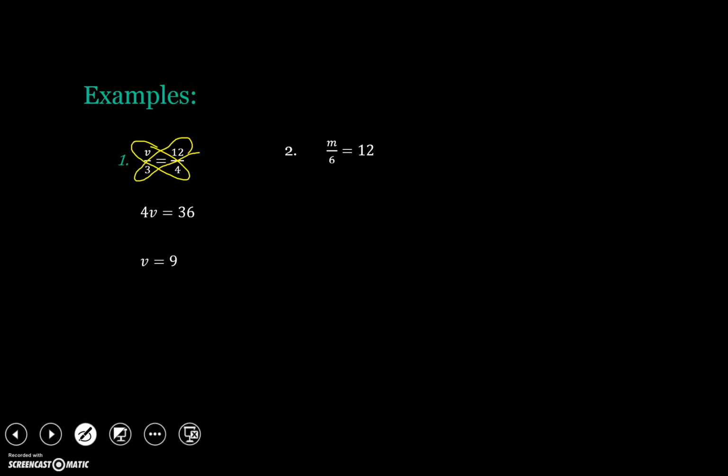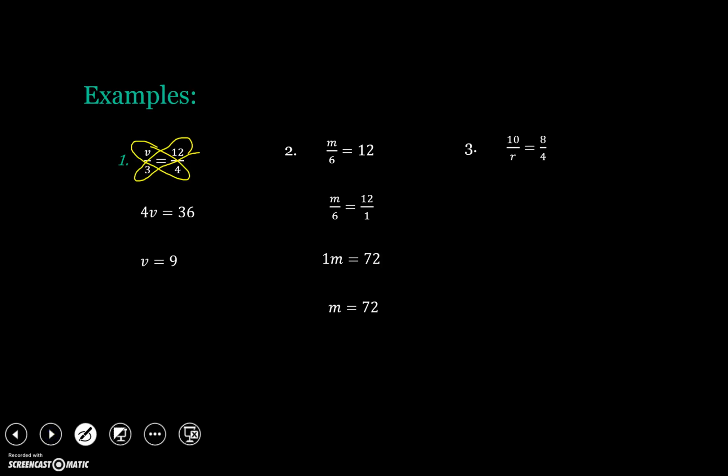On to the next one here. So we have m over 6 is equal to 12. So what we've been working with are proportions. So the best thing we can do is turn the 12 into a ratio, and that would be looked at like 12 over 1. And then we can repeat that same process. Cross multiply, 1 times m is 1m, and 6 times 12 is 72. Well, what times 1 is 72? Definitely going to be 72.